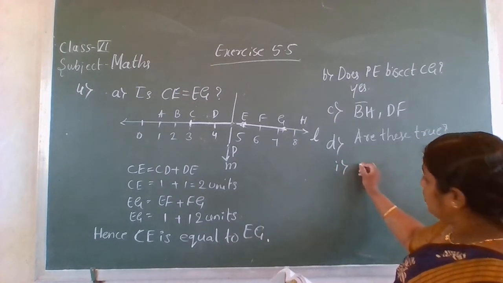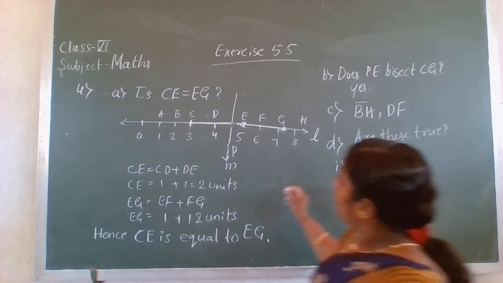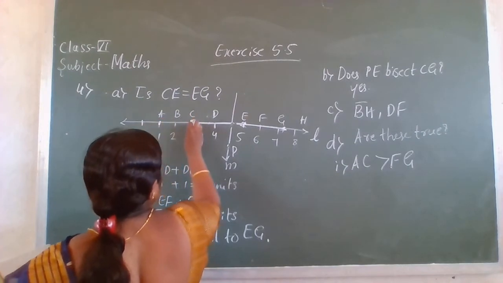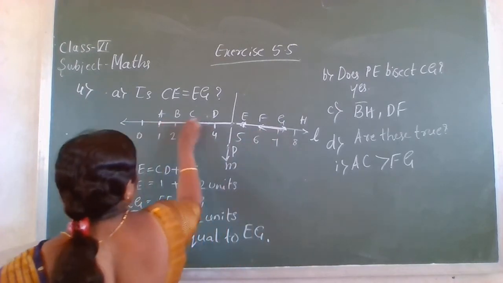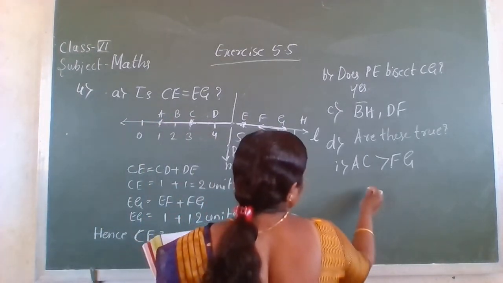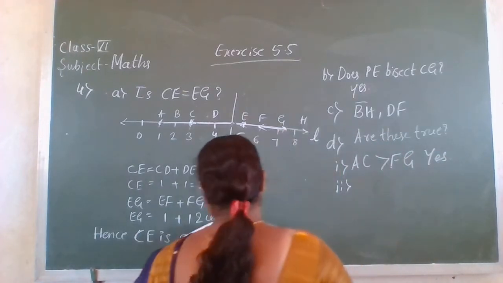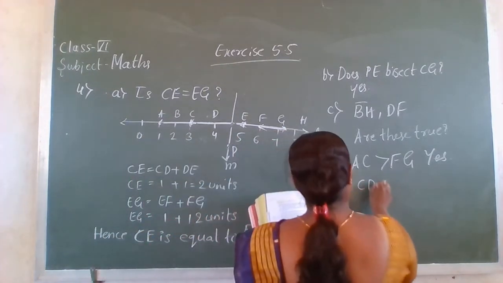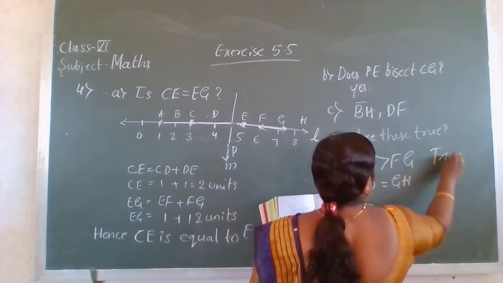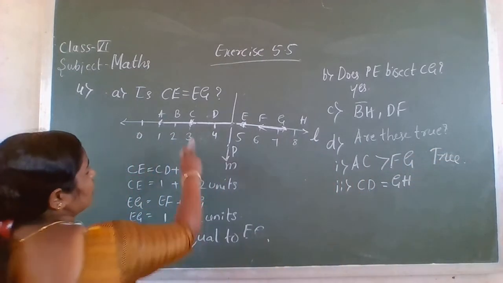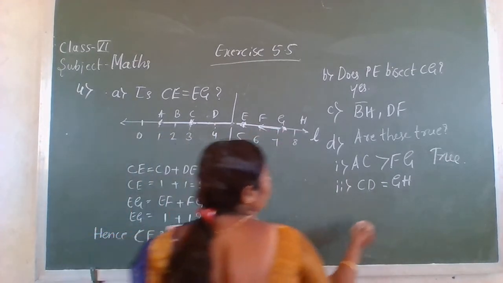First one, AC greater than FG. This is 1 unit, but here 2 units. So this is yes. Second one, CD equal to GH. This is true. Yes, both are 1 unit.